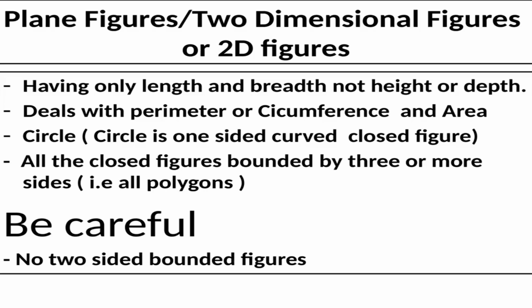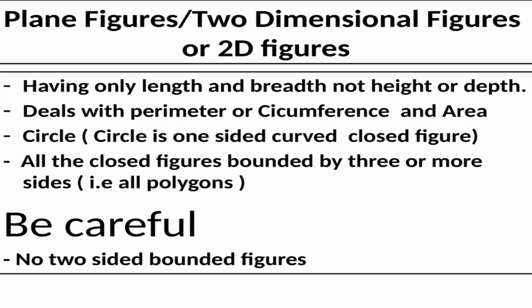But be careful that there is no two-sided plane figure, because if we make two lines, no figure is closed. That is why one-sided figure is there, three-sided figure is there, four-sided figure is there, but why is there no two-sided figure? Remember that if we make a two-sided figure it is not closed.